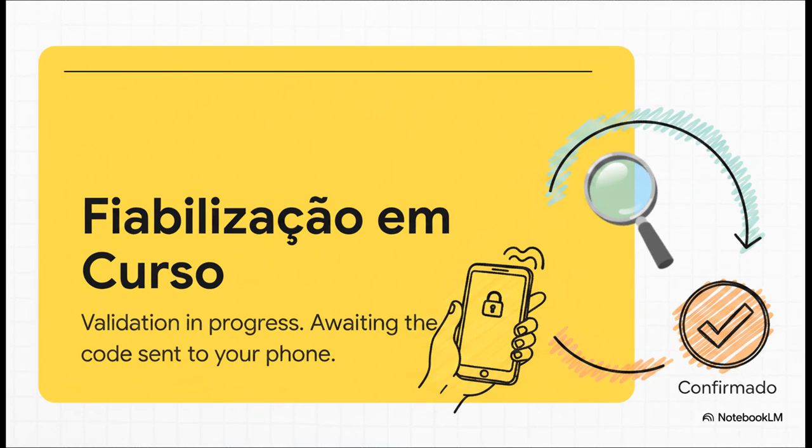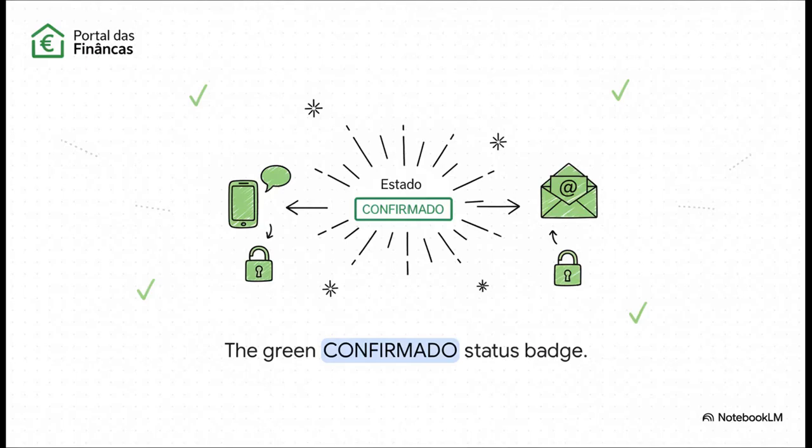Let's quickly define these Portuguese terms because they are absolute lifesavers. Fiabilização em curso basically means validation in progress. Sure, your number is technically in the system, but it is not active for password recovery yet. You actually must input the code they just texted you to transition that status from in progress to confirmado, which means confirmed.